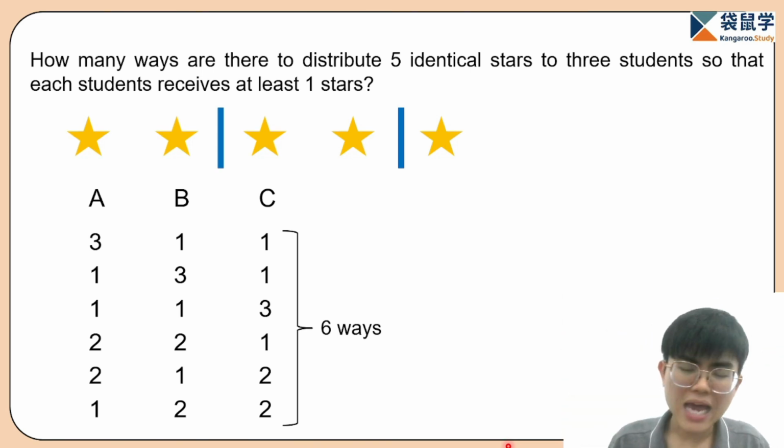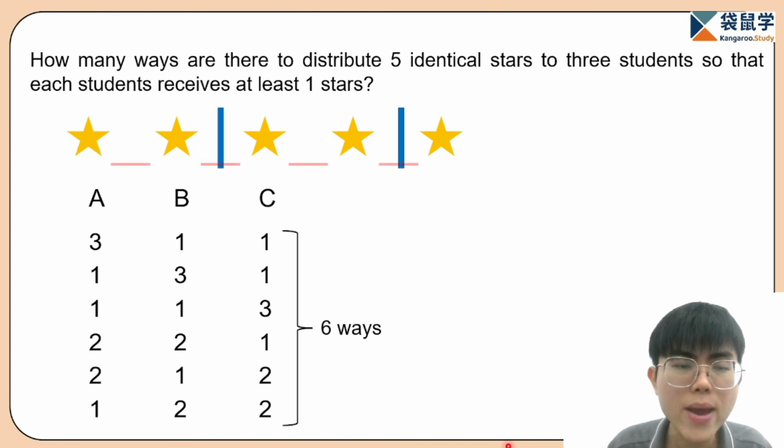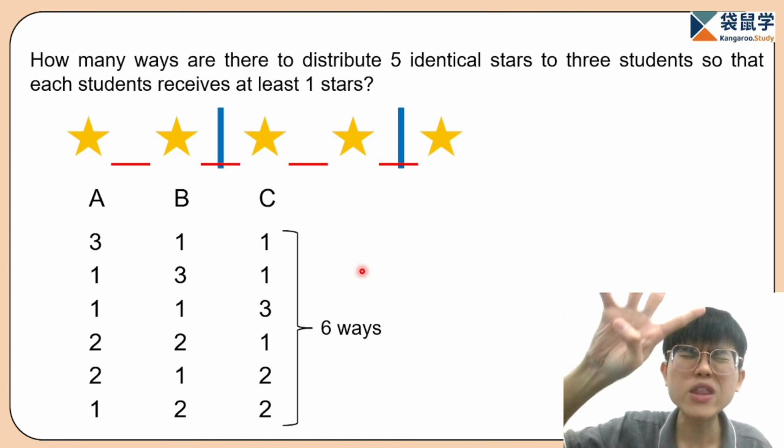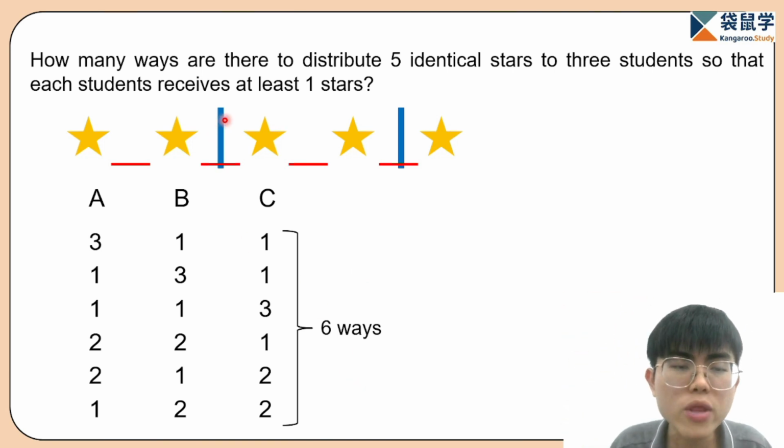So everyone, in this kind of question, what we are trying to do here, you see that there will be how many gaps? 1, 2, 3, 4 different gaps between the stars. And we need to choose 2 gaps to put our 2 identical bars right here.